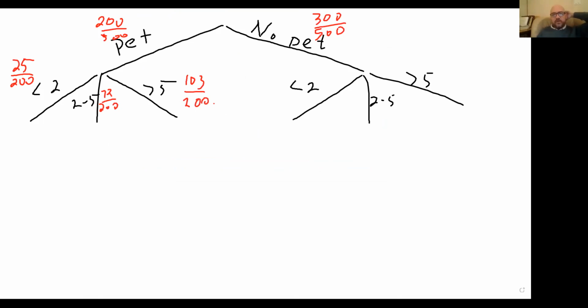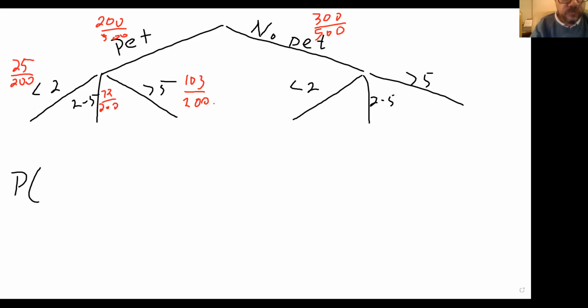And so if I want to find the probability that someone survives less than 2 years and owned a pet, I would just multiply down the branch. I would do 200 over 500 times 25 out of 200. So let's do that real quick. So let me switch back to black. Probability of owns pet.